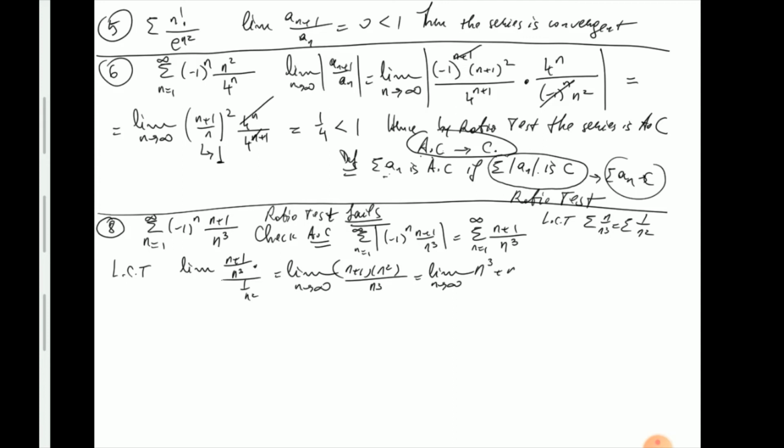N third plus n over n third. The dominating terms are the same. The limit is 1, which is a positive limit.